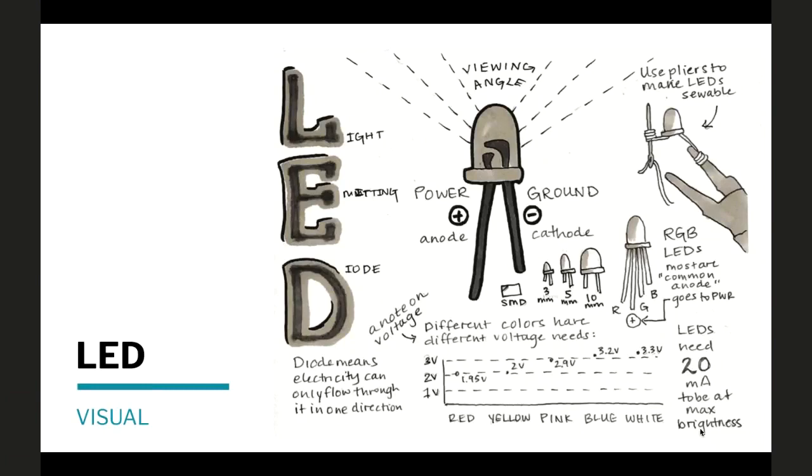You can get LEDs in different sizes. You can get them very small as a surface mount LED, or you can get them quite large, these really nice 10 millimeter bulbs that are about this big. You can get them in various colors, and you can even get RGB, or red, green, blue LEDs that you can mix to get all the colors of the rainbow.